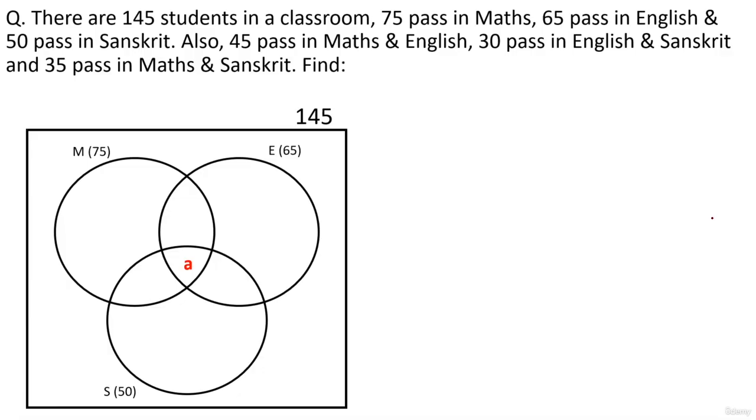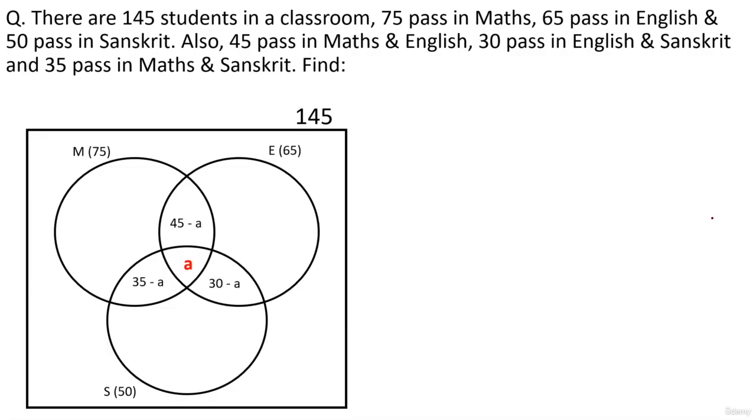Now 45 people pass in maths and English. From that you subtract a. That gives you what? People are passing only in maths and English without ones passing in Sanskrit, right? Same way, 35 people pass in maths and Sanskrit. So 35 minus a people pass only in maths and Sanskrit, right? And same way, 30 people pass in English and Sanskrit. Okay, that means 30 minus a people pass only in English and Sanskrit, right?